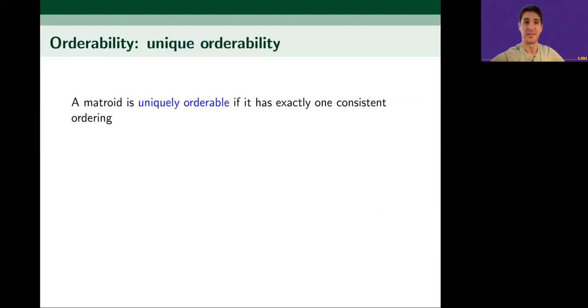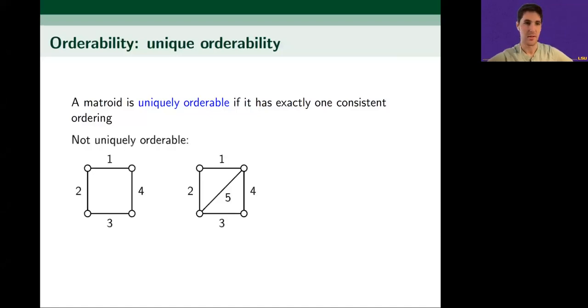Unique orderability, though, is, in my opinion, very interesting. So a matroid is uniquely orderable if it's got exactly one consistent ordering. And I'm very strict about this one ordering thing. So I think showing you some not uniquely orderable things might help. The thing on the left is just a 4-element circuit. I could order this as 1, 2, 3, 4, and I can't screw it up because it's the only circuit. So it's consistent.